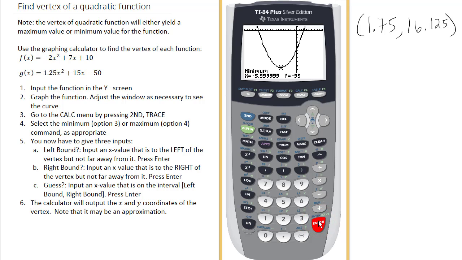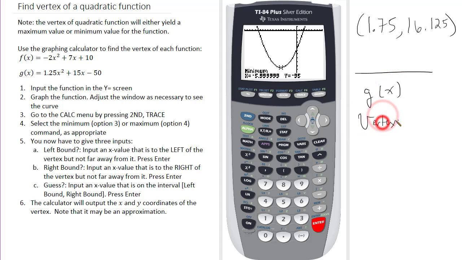And so it looks like for g of x, the vertex appears to be negative 6, negative 95. So that shows how we can use the minimum or maximum command to find the vertex of a quadratic function.